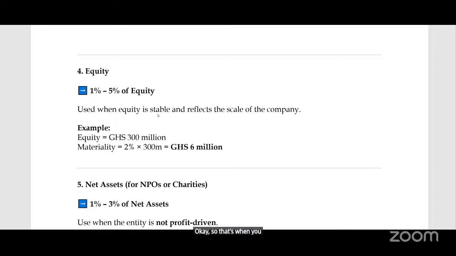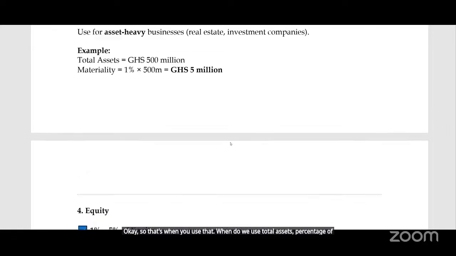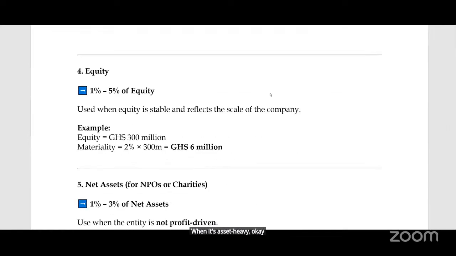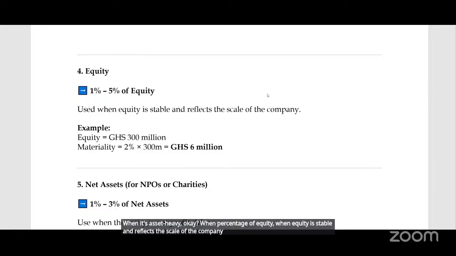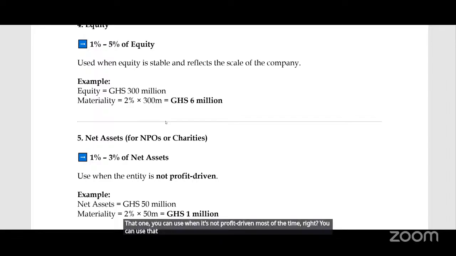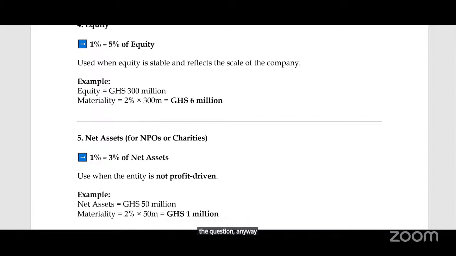When do we use percentage of total assets? When it's asset heavy, okay? Percentage of equity, when equity is stable and reflects the scale of the company, you can use that. And it also depends on the item I told you before. Percentage of net assets, you can use when it's not profit driven most of the time, but it also depends on the question anyway. So usually this is how materiality applies. Materiality is also tied to risk and the nature of the entity I told you before.